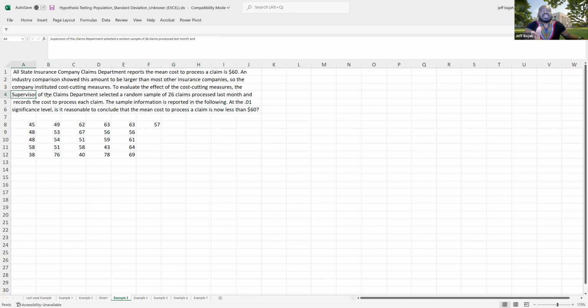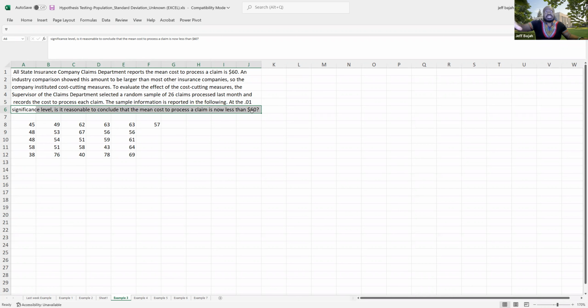Now, after they've done that, they want to evaluate the effect of the cost-cutting measures. The supervisor of the claims department randomly selected 26 claims processed last month, and the records of those 26 are shown below. The sample information is reported in the following table. At the 1% significance level, is it reasonable to conclude that the mean cost to process the claim is less than $60?